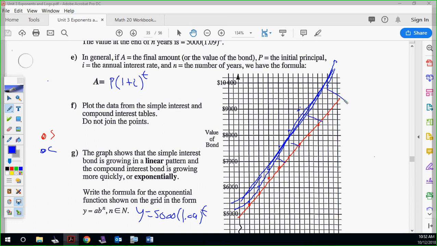Okay, that's just a rough sketch. If you want to plot the points for more exactness, you can. I just did that for the sake of time for the video. Okay, we've got a couple examples here, and then we're going to be done with lesson 2.